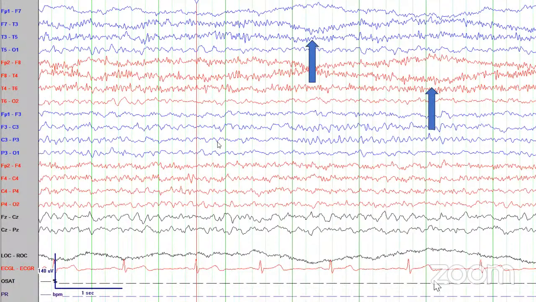Okay, now another thing that I'd like to show you here is that we have this roving eye movement, which is prominent here. So which electrodes are these? These are left temporal electrodes. And again, the roving eye movement on the right side is most appreciable here. So this is a right-sided temporal electrode.